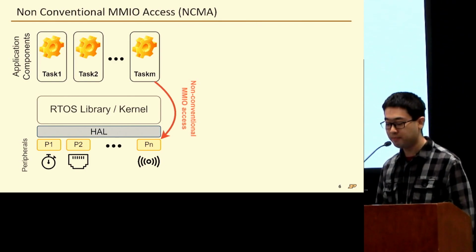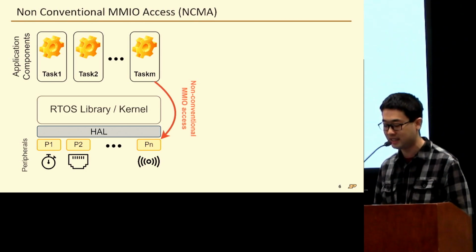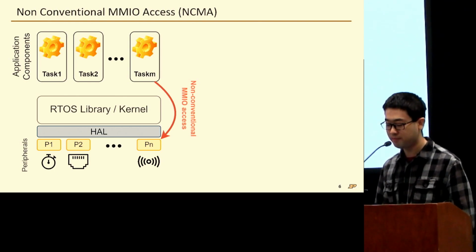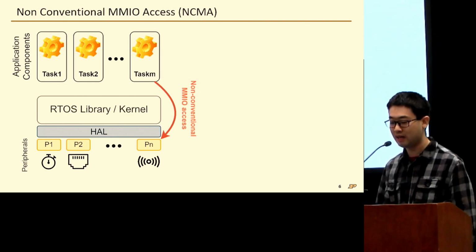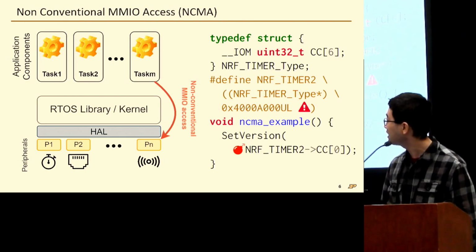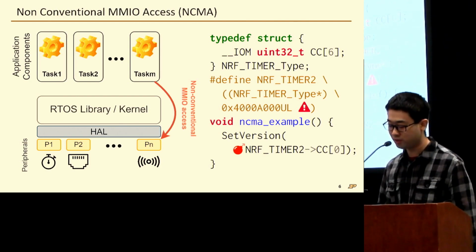When applications commit layering violations, their portability becomes worse. Specifically, we want to focus on a kind of layering violation related to hardware or peripheral access. Most peripherals are accessed by MMIO. An application should access these memory regions through a hardware abstraction layer. When applications violate this principle by directly accessing MMIO without going through the HAL, we call such access a non-conventional MMIO access, or NCMA. Here we show a simple example code that directly accesses the timer peripheral through a hard-coded MMIO address by first casting it to a struct and then accessing its member.